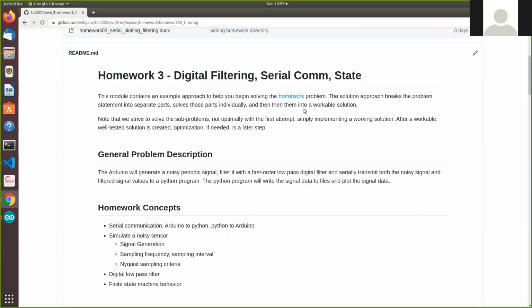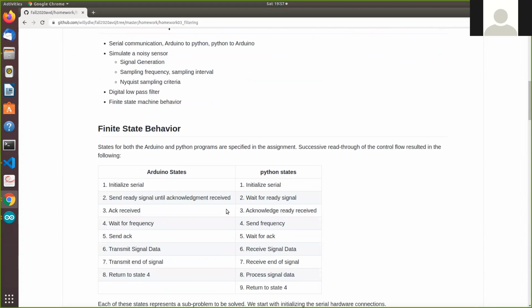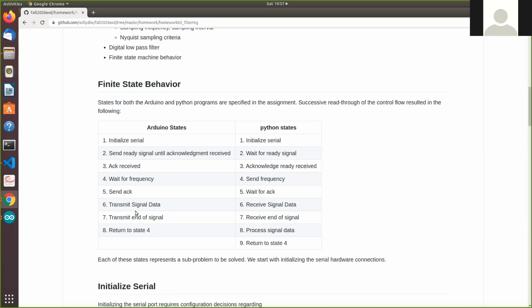On the Arduino side, we're going to create a noisy signal and then filter that signal so that when we get around to using hardware that actually generates noisy signals, we'll already have an example of how to filter on the Arduino side. So basically we're simulating a sensor. What we're going to do here is this section of the Arduino state machine that says transmit signal data.